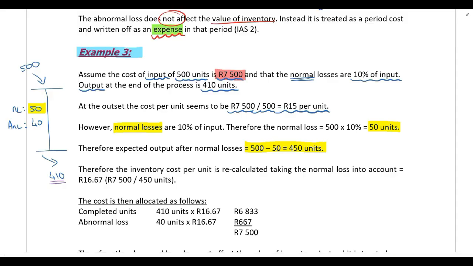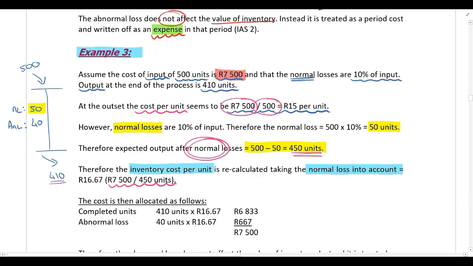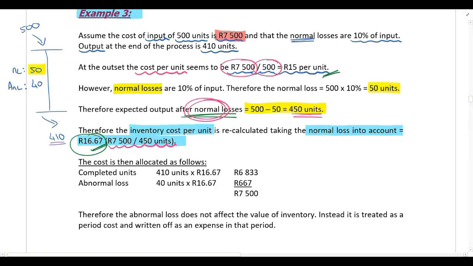So that means when I calculate this unit price over here, I shouldn't say 7,500 divided by 500 units. I should say 7,500 divided by 450 units because I need to take the normal loss into account when I value my inventory. Okay, so normal losses are taken into account when we work out our inventory cost per unit, which means because of the fact that I have a loss in my production process, my inventory unit cost is not 15 Rand, it's higher. My inventory has to be recognized at a higher amount because the inventory cost per unit must take normal losses into account.